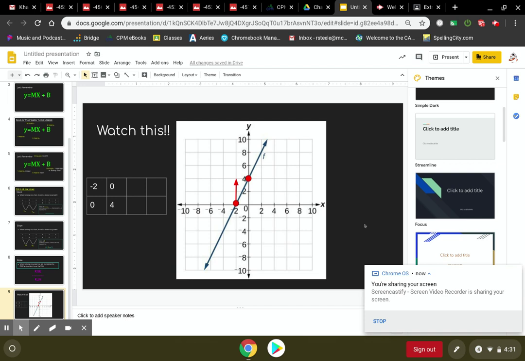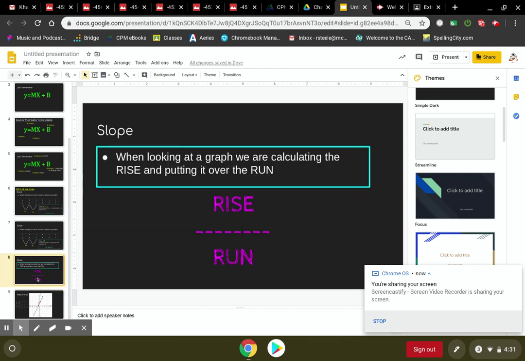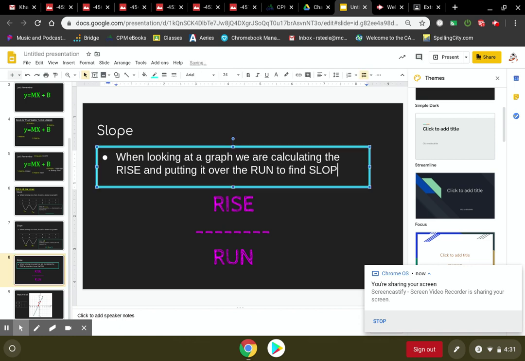Okay, guys, so I'm going to attempt to show you what I mean by rise over run. The first thing I did is I had this line drawn, and the line is just a linear equation. If I go back to this slide, it says when you're looking at a graph, you're calculating the rise and putting it over the run to find slope. We'll add that. And when I look at this graph, I have 2 points.